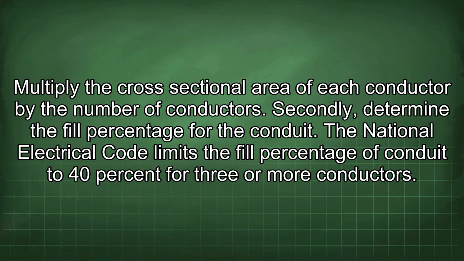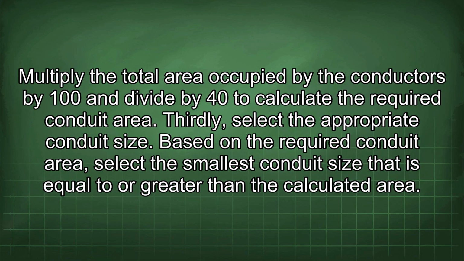Secondly, determine the fill percentage for the conduit. The National Electrical Code limits the fill percentage of conduit to 40% for 3 or more conductors. Multiply the total area occupied by the conductors by 100 and divide by 40 to calculate the required conduit area.